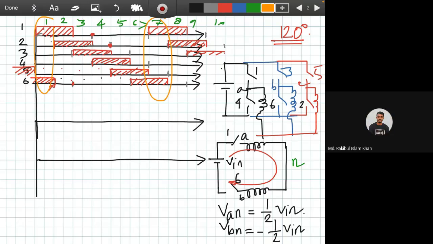You are not drawing transient. You are drawing steady state. It's not transient, it's a steady state. This switching diagram is steady state. For any time instance we are drawing this circuit, this timing diagram.